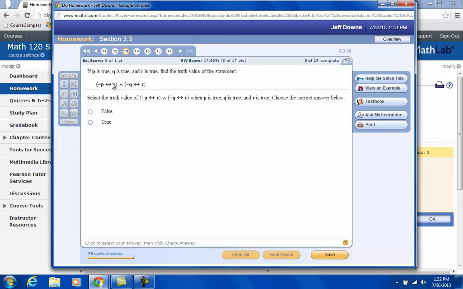Okay, if P is true and Q is true, R is true, find the truth value of the statement. So, P is true, not P is false. So, false if and only if true, that part's false. If Q is true, not Q is false. So, false if and only if true, that's false. False and false is false.